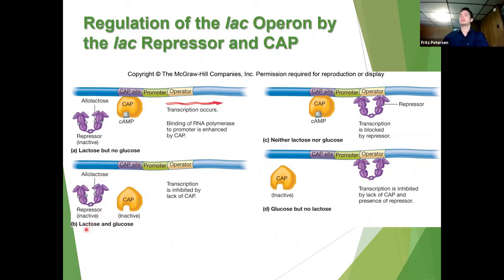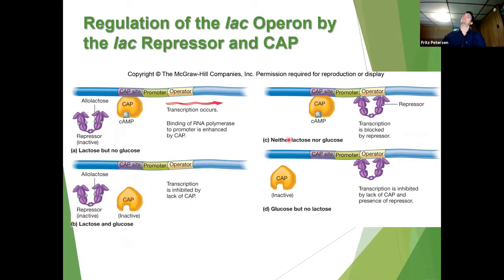But glucose, lactose is still present. So this allolactose will also still be present. So your repressor will be inactive. But remember now that cAMP molecule cannot be produced because the phosphate group is not available. So CAP will not be on the CAP site. So transcription will be inhibited by the lack of CAP, those proteins.